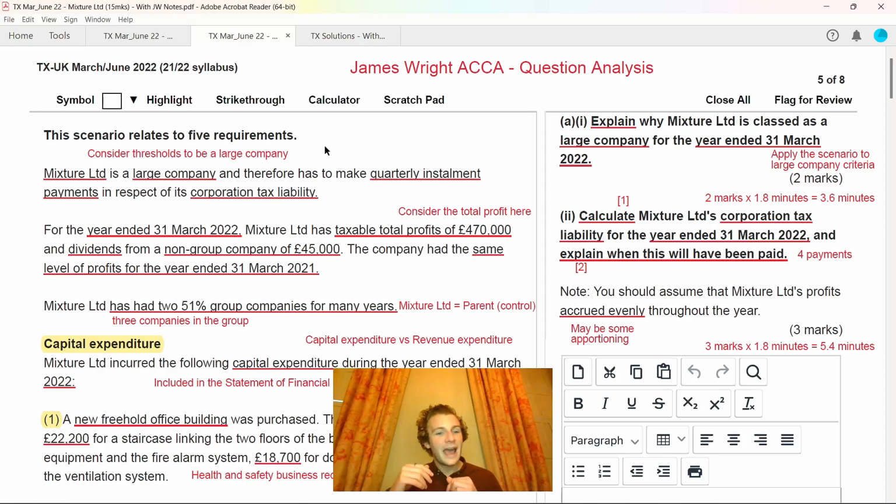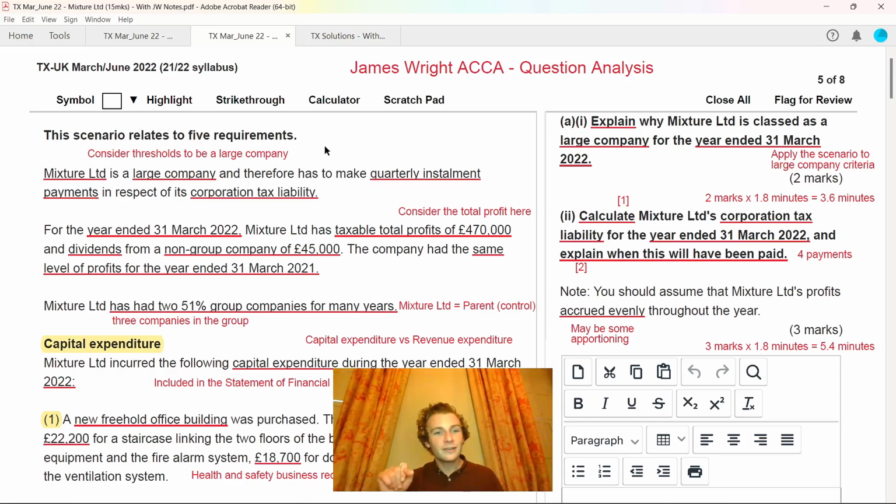Mixture Limited had 2 51% group companies for many years. So Mixture Limited is the parent company in control, and that means there are 3 companies within the actual group. The key thing to note is that they had the same level of profits for the previous year, so there are no exceptions rules on there, which refer to if they had little to no profit and then it escalated up really high.